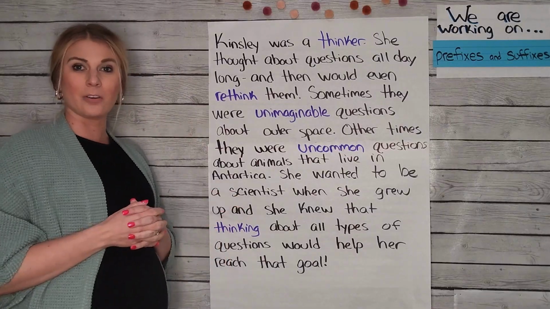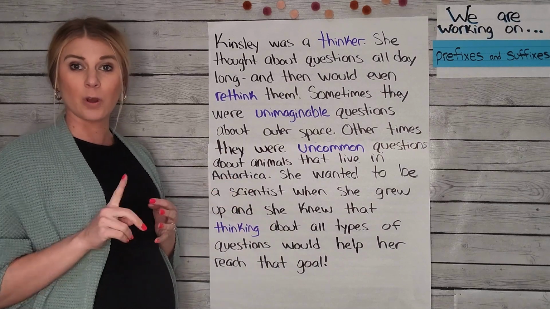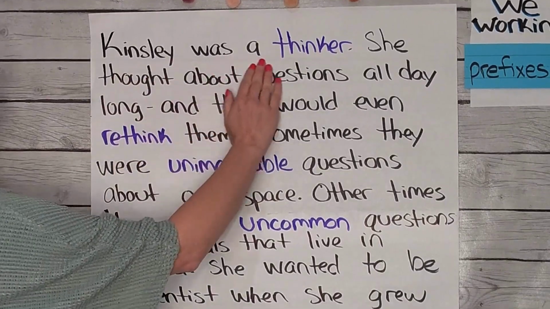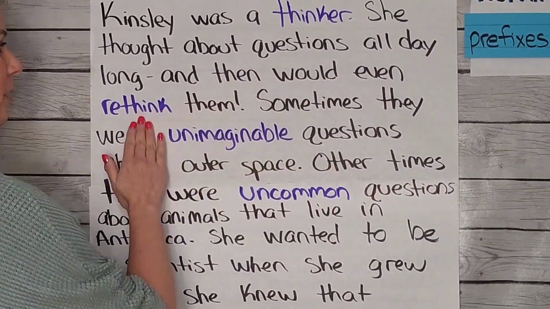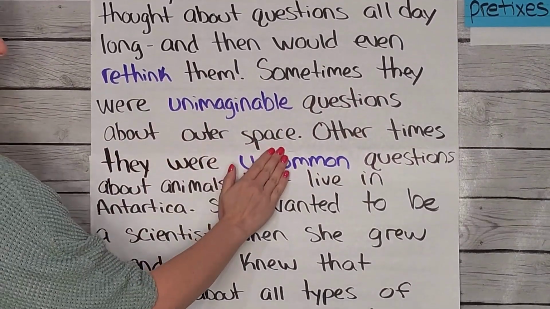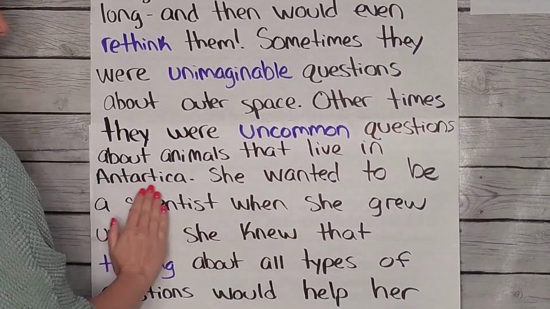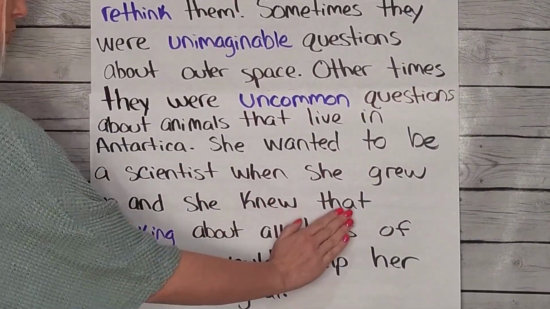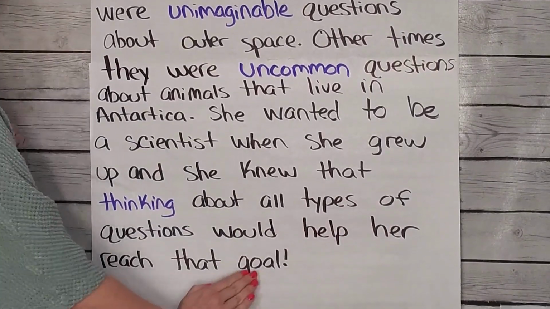Readers, now that we understand how to read these words and what they mean, listen to me read the story one more time for fluency without stopping. Kinsley was a thinker. She thought about questions all day long and then would even rethink them. Sometimes they were unimaginable questions about outer space. Other times they were uncommon questions about animals that live in Antarctica. She wanted to be a scientist when she grew up, and she knew that thinking about all types of questions would help her reach that goal.